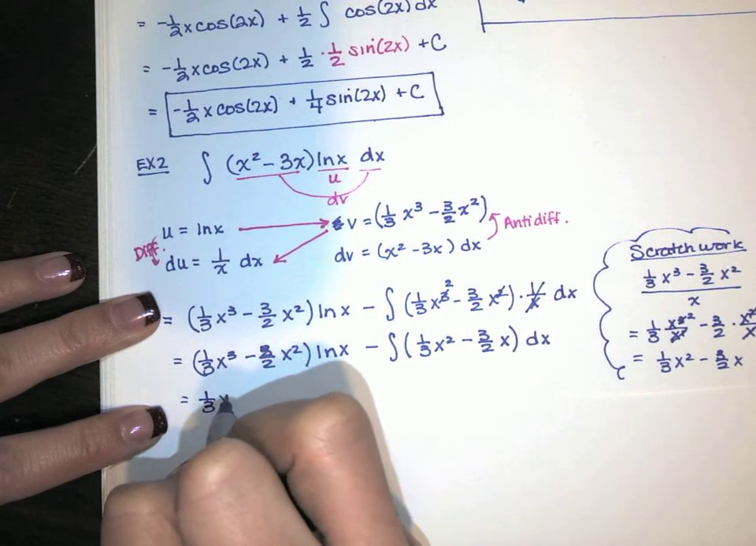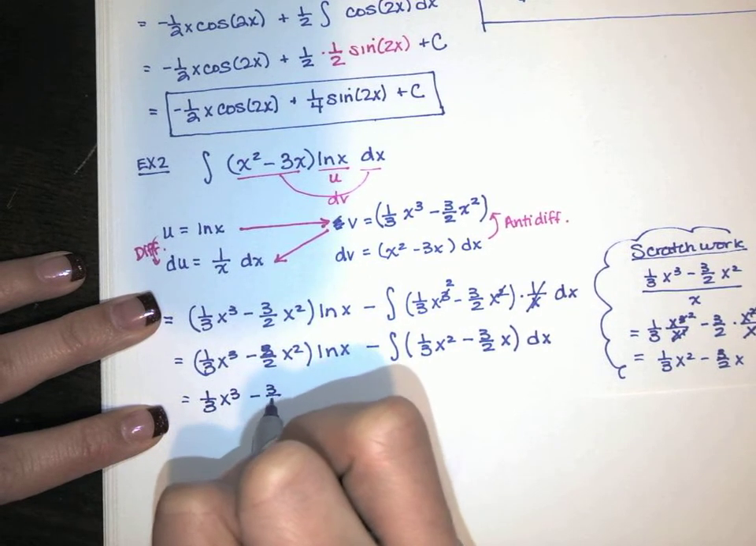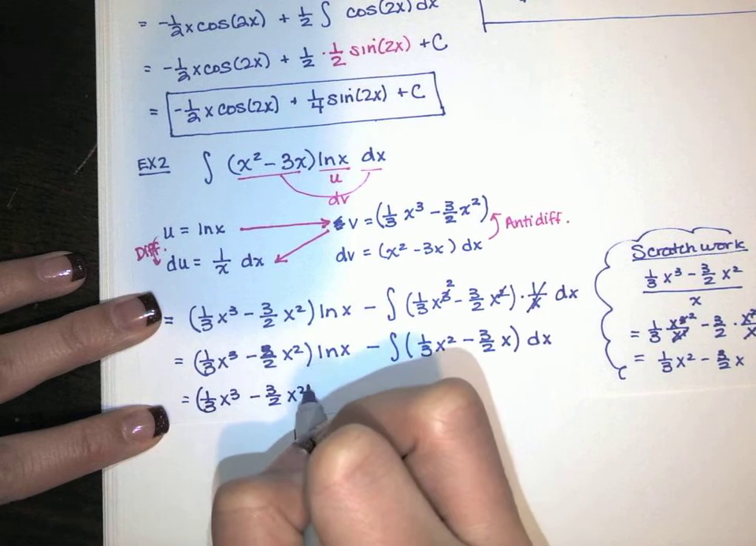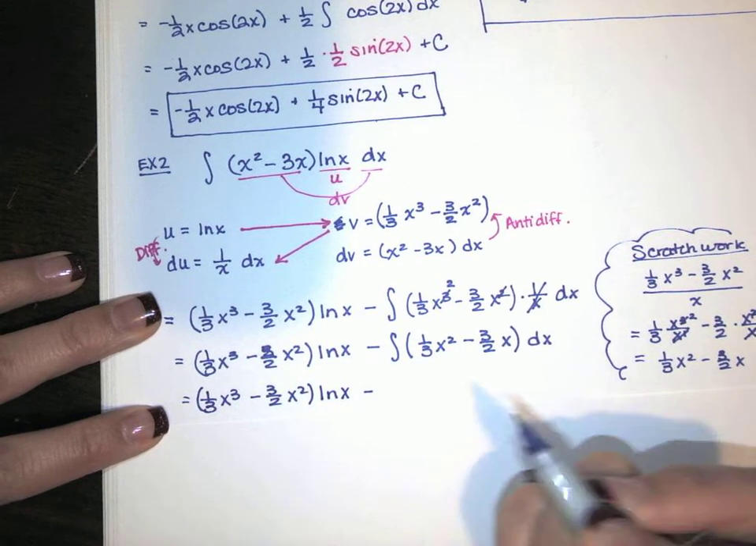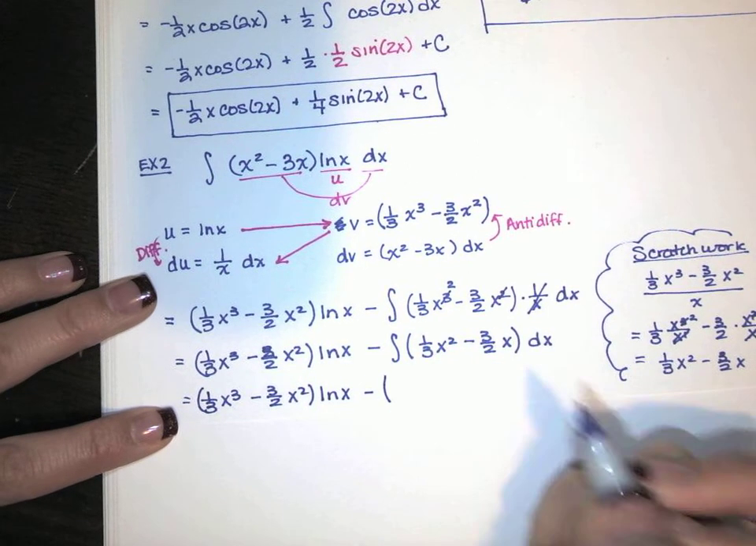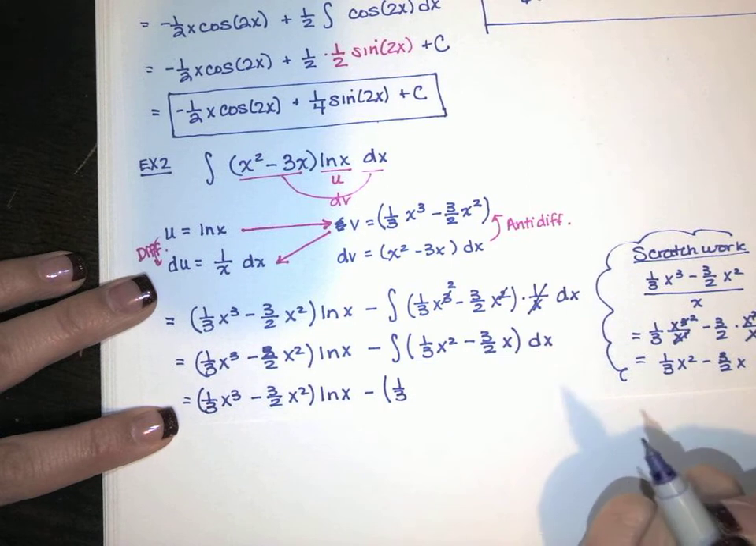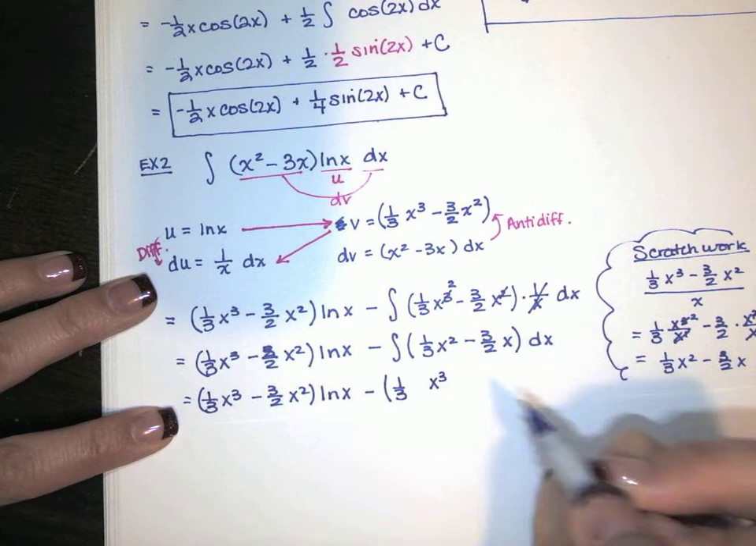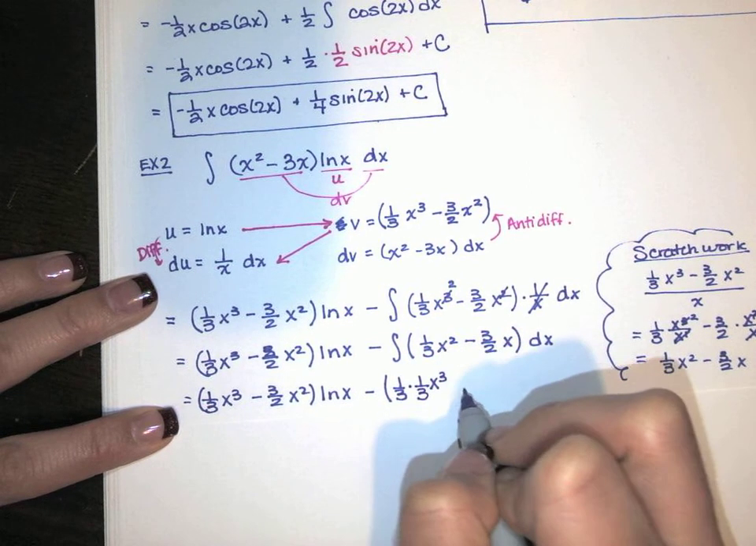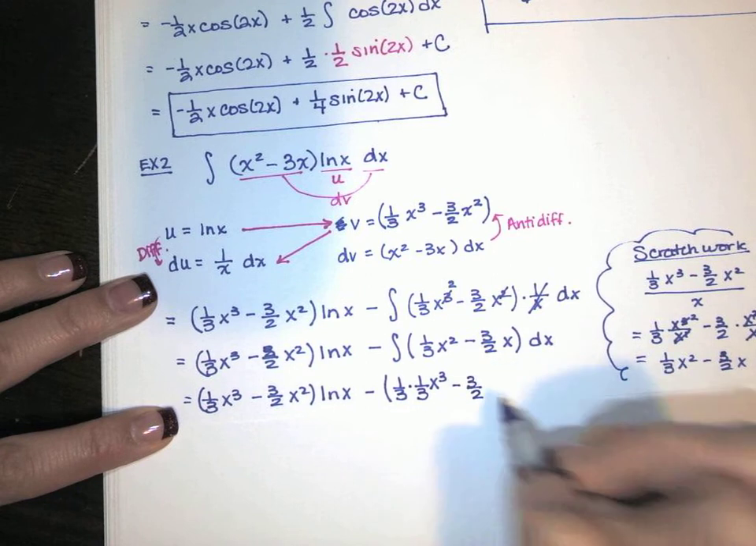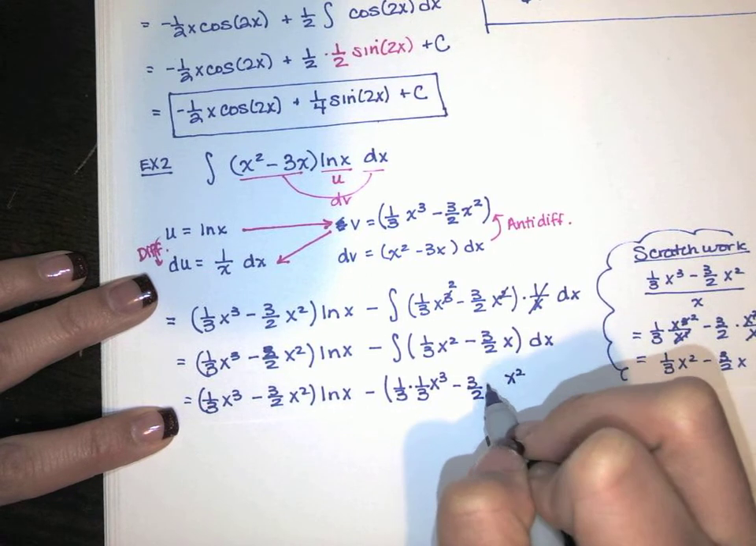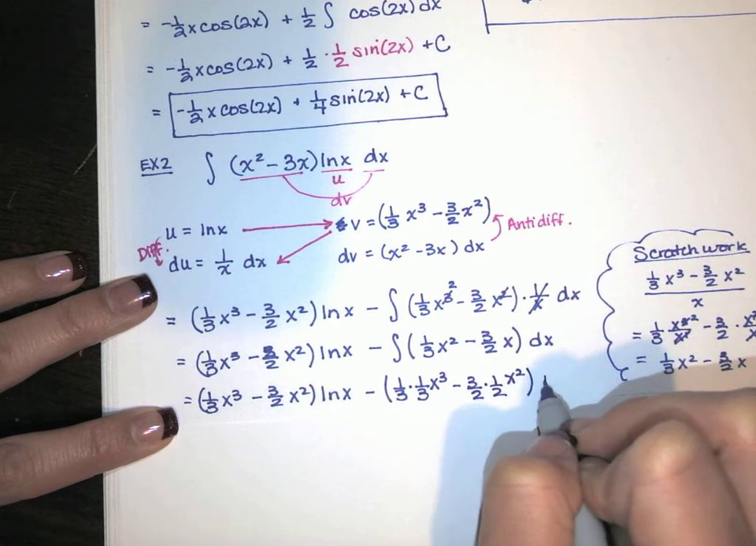So I've got 1/3 x cubed minus 3/2 x squared times natural log of x. And then here I'm subtracting, bring the 1/3 down, add 1 to the exponent, divide by the new exponent, bring the 3/2 down, add 1 to the exponent, divide by the new exponent plus c.